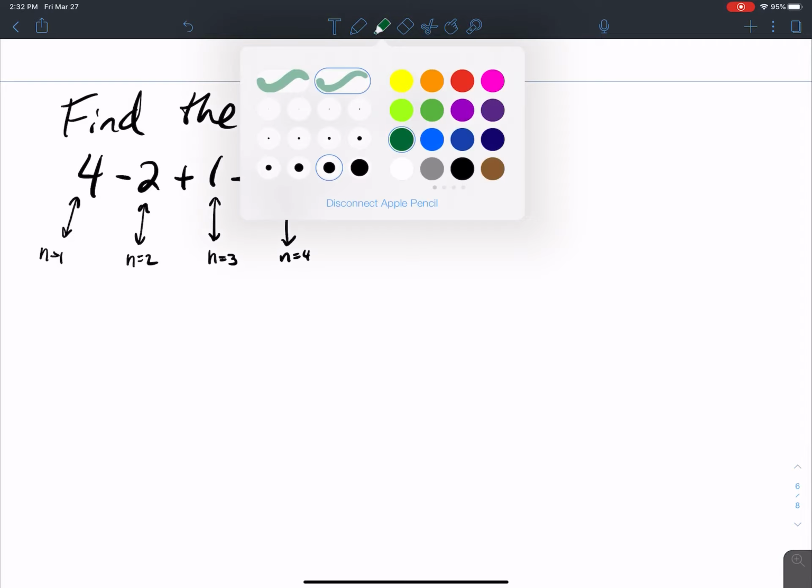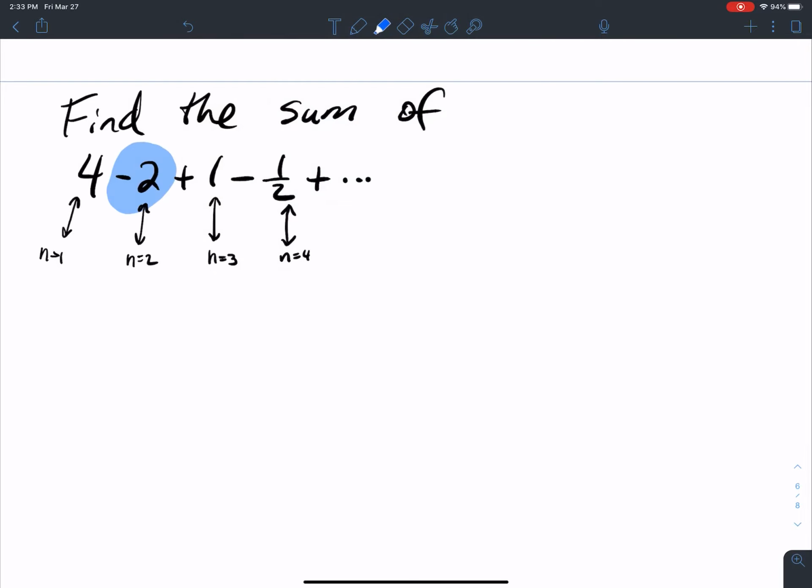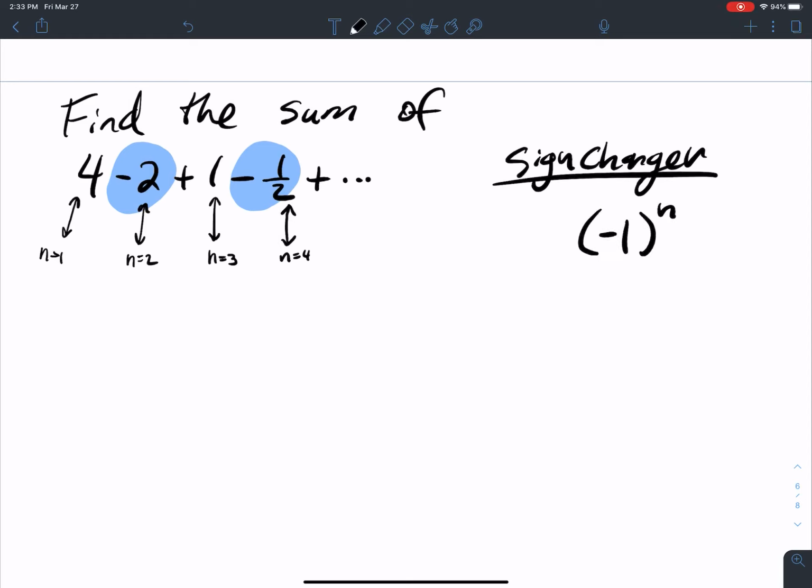Each term switches from positive to negative, positive to negative. So what do I know? I know that I'm going to have a sign changer. So I've got some -1 to the n power. Okay?